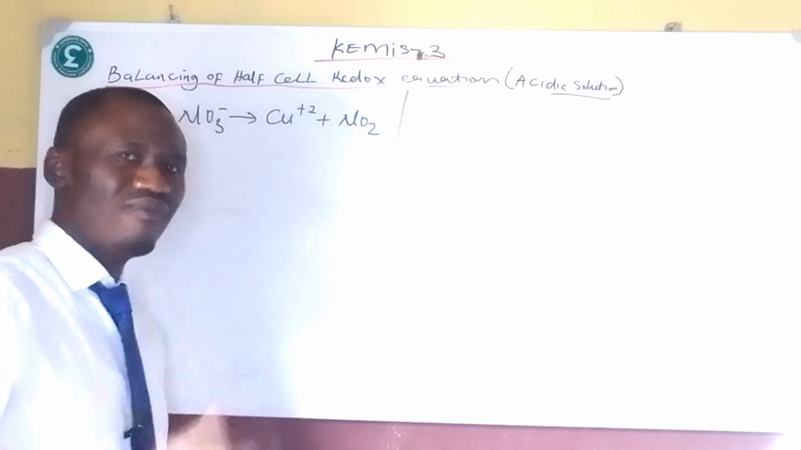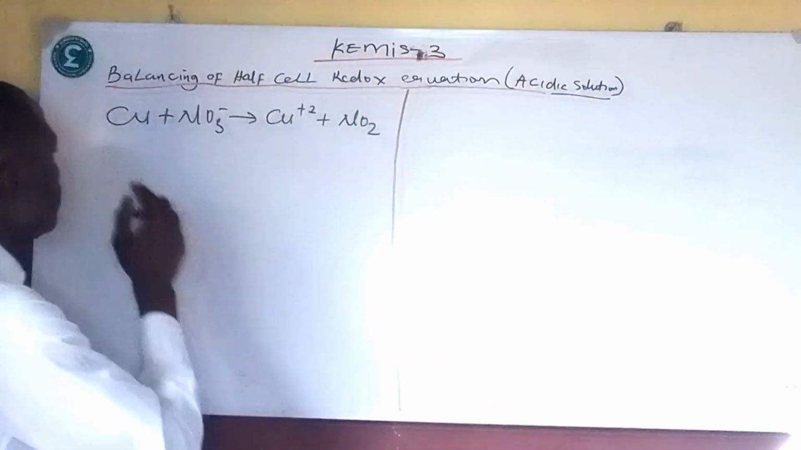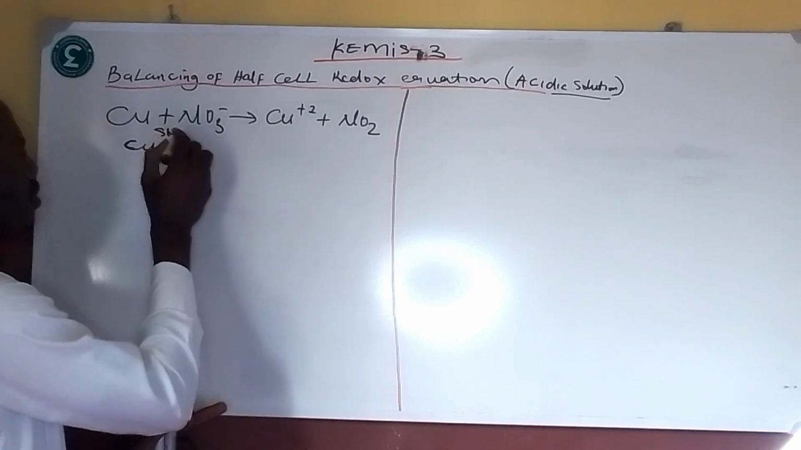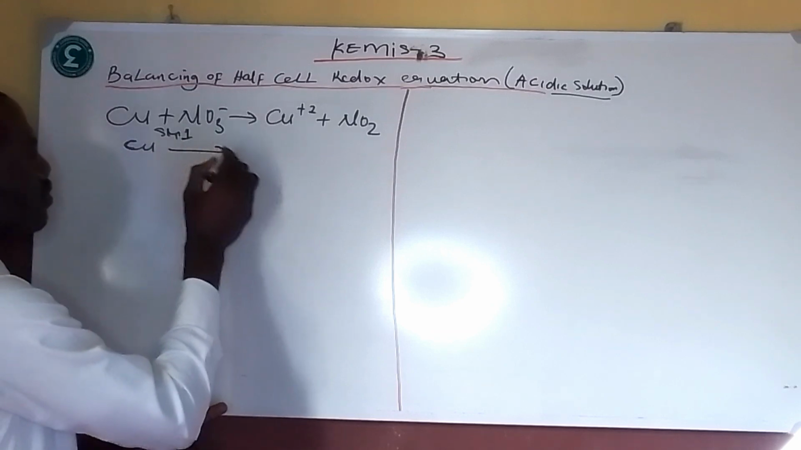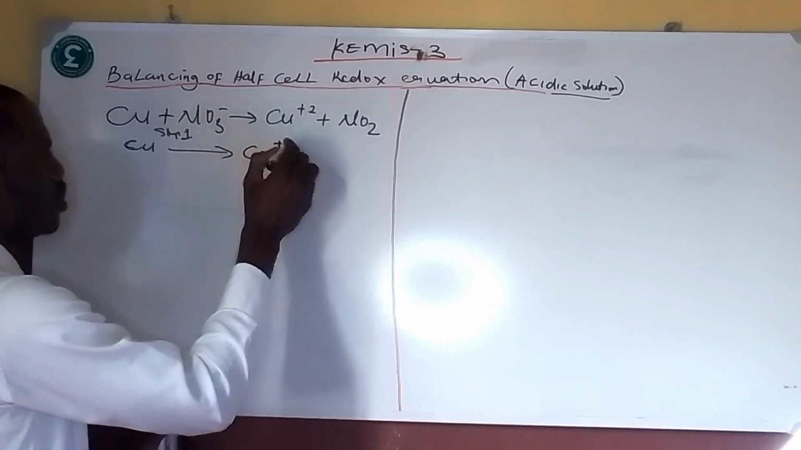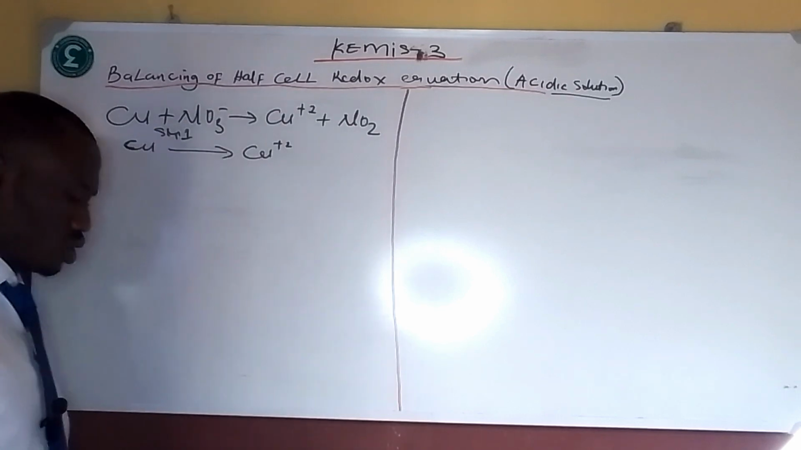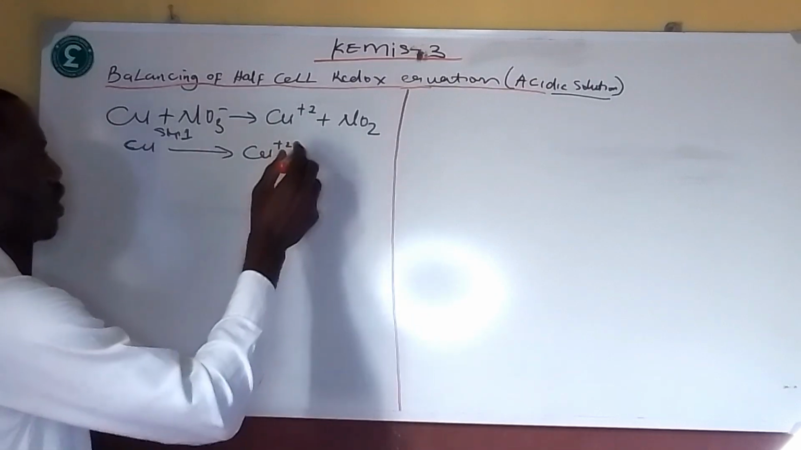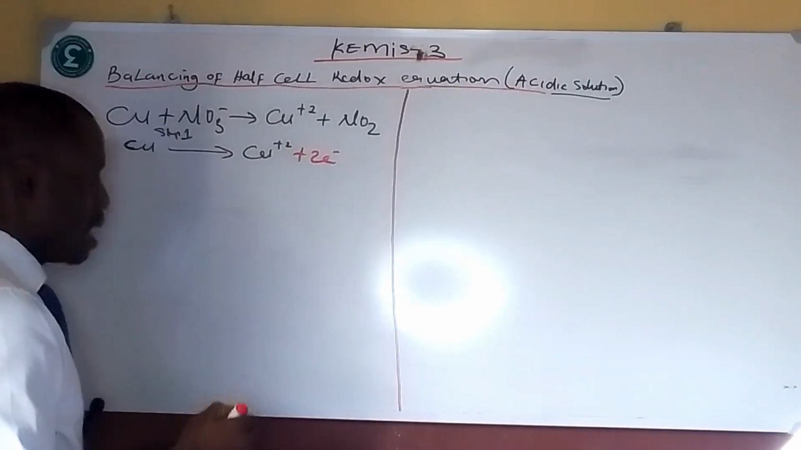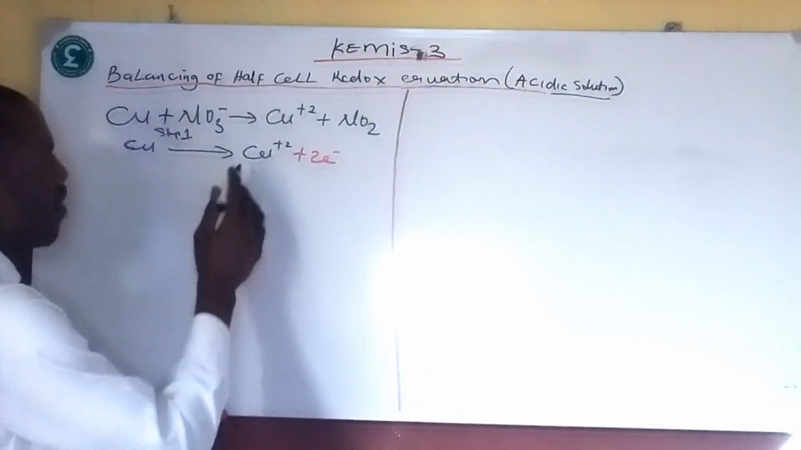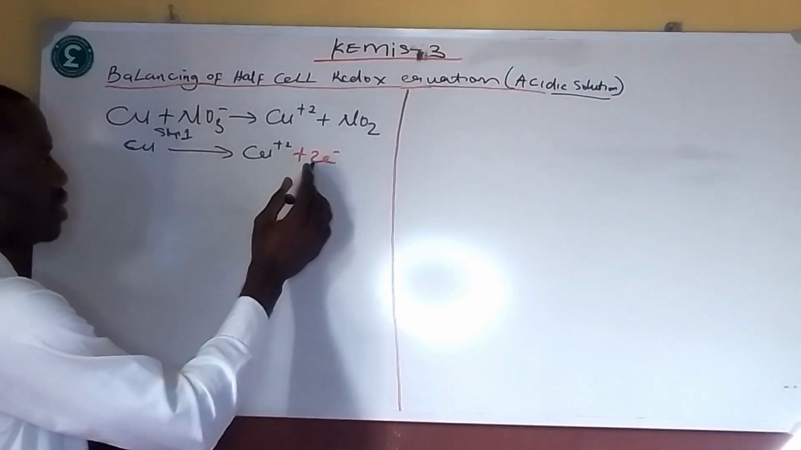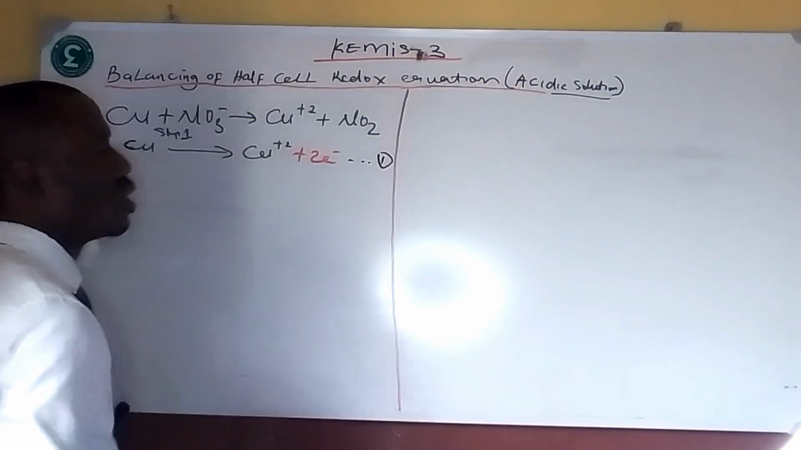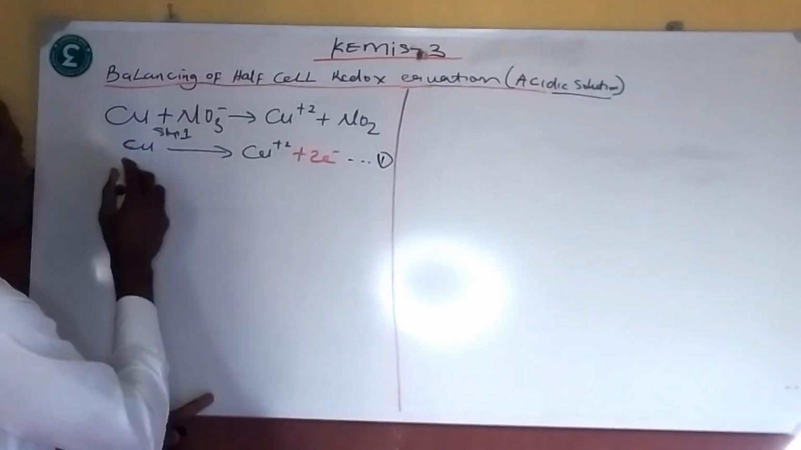Alright, the first step is to divide the equation into two halves. I have that copper gives me copper plus 2. What I'm going to do to balance out this equation is to add 2 electrons to this side. You notice that if I add 2 electrons to that side, I will have copper 1 plus 2 charge, 2 times minus 1, that is minus 2. It cancels out the electron. This is equation 1.